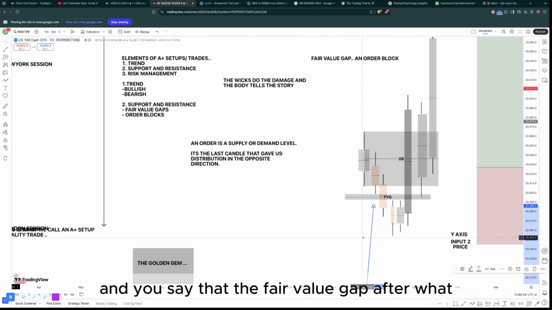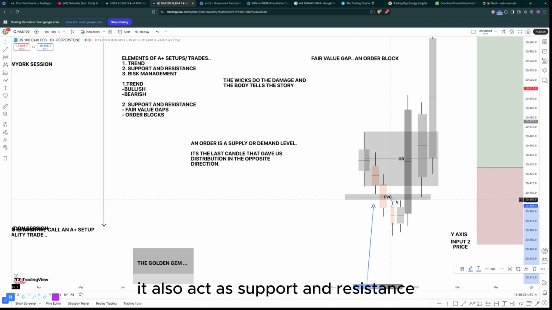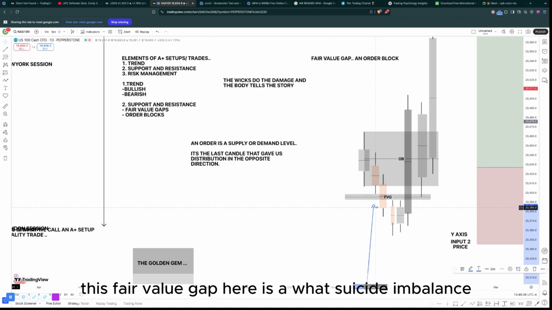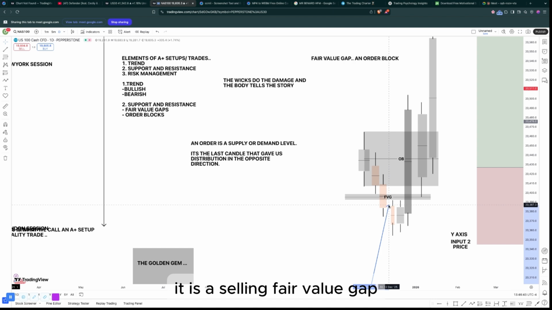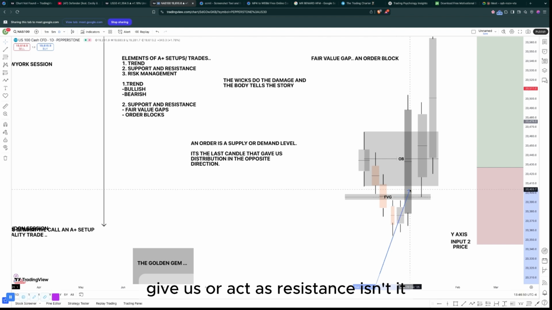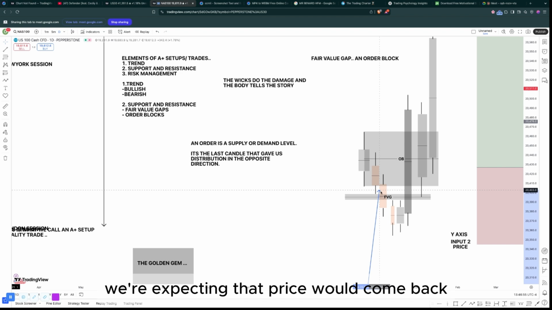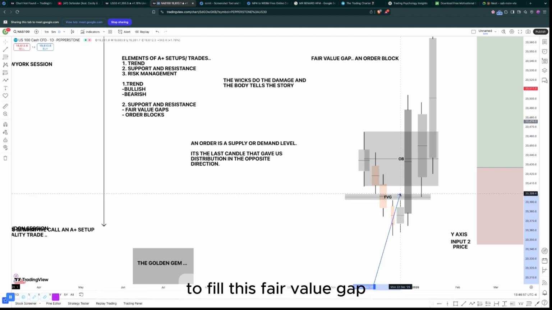And we've said that the fair value gap also acts as support and resistance. In this case, this fair value gap here is a sell side imbalance. It is a selling fair value gap, which means it has to act as resistance, isn't it? So we're expecting that price would come back to fill this fair value gap and continue pushing down.